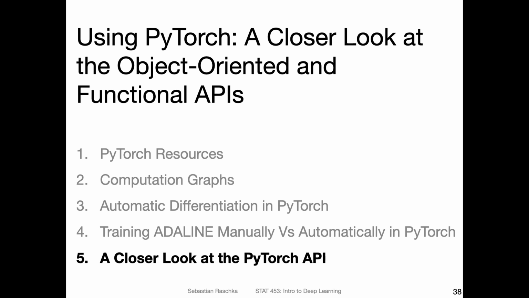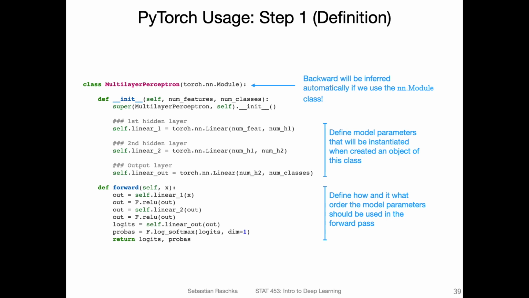Yeah, so in this last video for today, I want to go over the PyTorch API in particular, discussing the subtle difference between the object-oriented and functional APIs, because it will become useful in the future lessons. So here is an overview of a multi-layer perceptron.